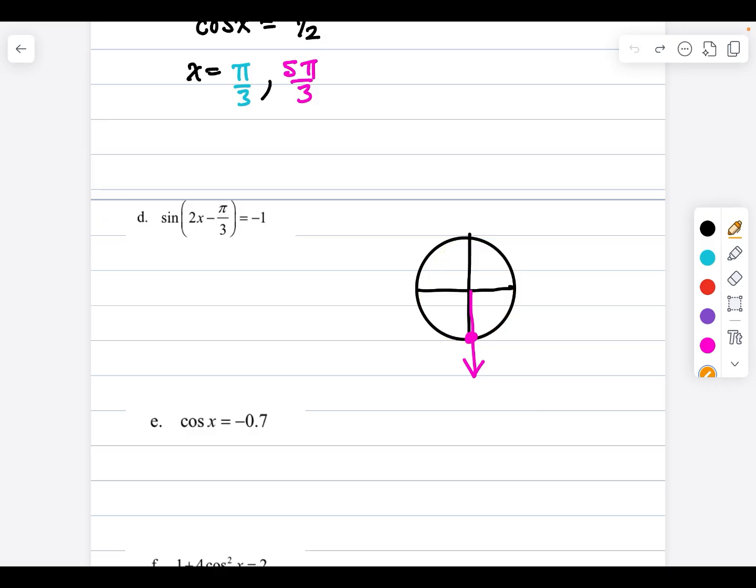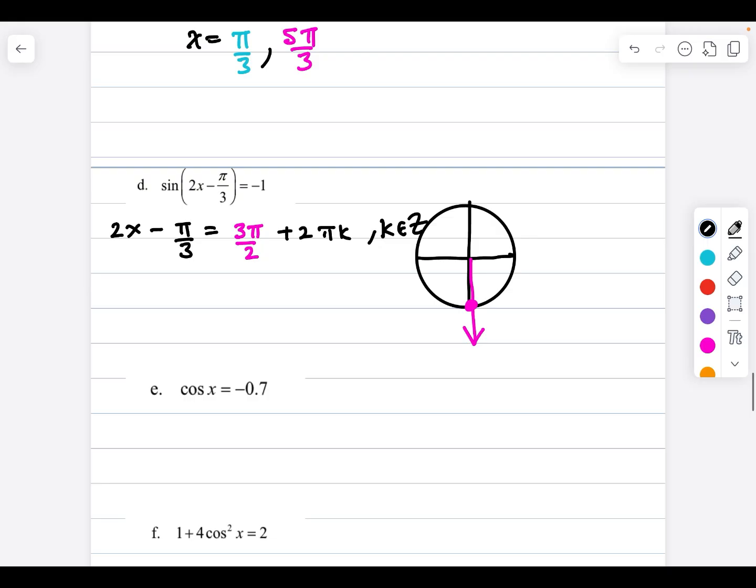But again, we have a 2x here. So my hypothesis is there's going to be 2 answers to this problem. So I write 2x minus pi over 3 equals. So it's like I took arc sine of both sides in a sense, but I have to list every answer possible right now. So that's 3 pi over 2 plus 2 pi k, where k is an element of the set of integers. Now I'm going to add pi over 3 to both sides.